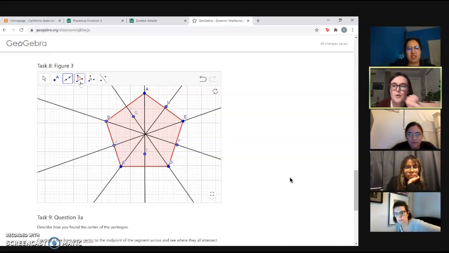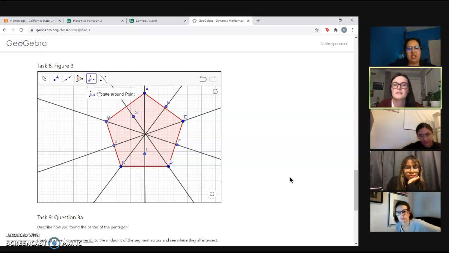One over. Go one more over. That one. Yeah, rotate around a point. So you can click on the figure first, just anywhere on the figure.